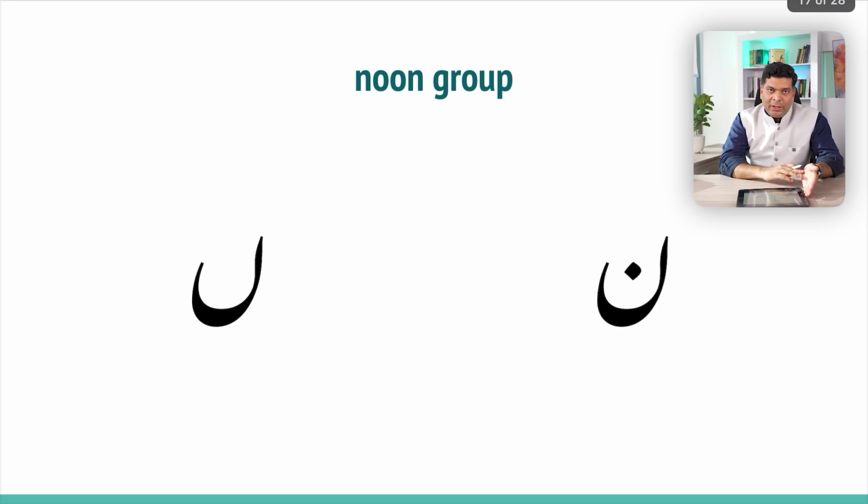We call this noon-e gunna or silent noon. It can be used where you don't use an n sound, for example, jahan or jan, in this, the end is noon-e gunna. Jan or asma, that is noon-e gunna. So that's another part of the same group.